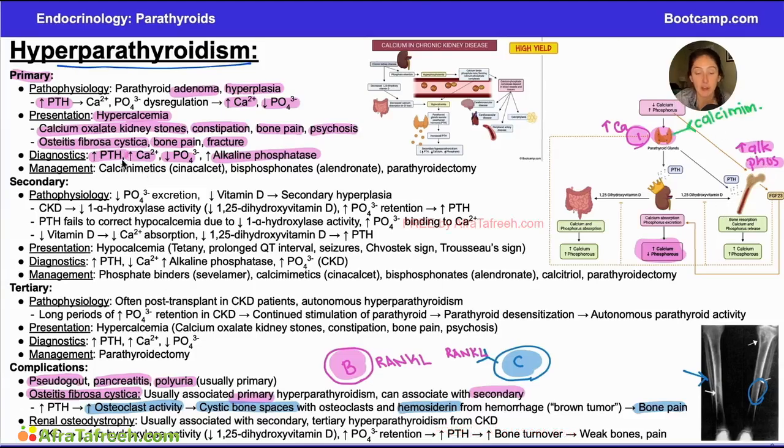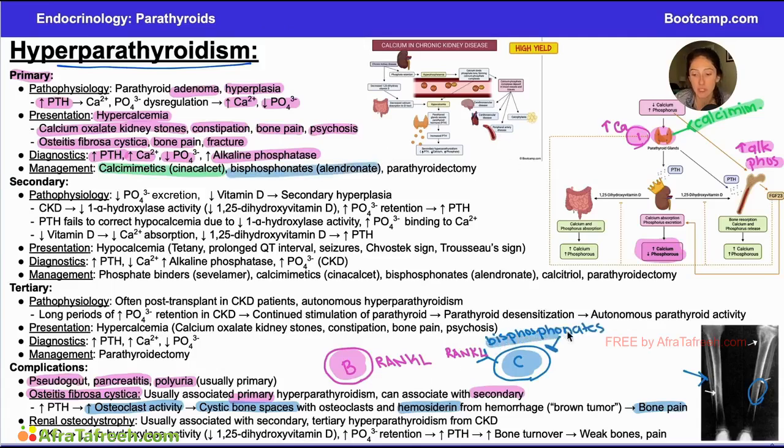as well. And then our management of primary hyperparathyroidism, first we're going to use our calcimimetics like cinacalcet, and our calcimimetics are going to bind at this calcium receptor on your parathyroid gland and turn off the production of parathyroid hormone. And then additionally, we can use our bisphosphonates.